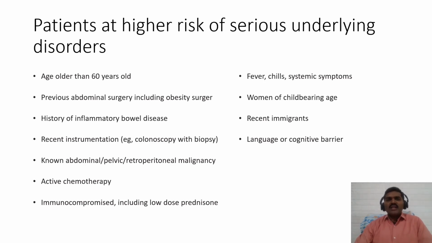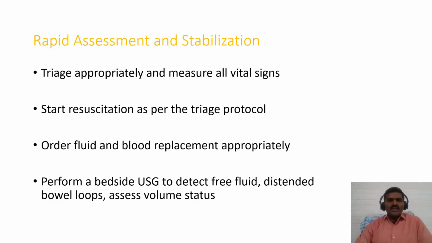As soon as you see a patient with abdominal pain, you need to rapidly assess and stabilize the patient, triage appropriately, and measure all vital signs at first contact. Start registration as per the triage protocol. Based on which category you have triaged the patient to, you need to start your registration efforts. Order fluids and blood replacement as required by the patient. A bedside USG is the first and foremost screening test that has to be done. It can detect free fluid, distended bowel loops, and can also assess volume status by using the RUSH protocol.